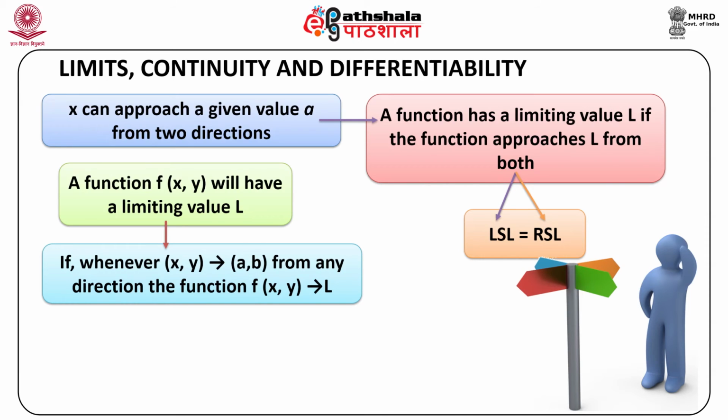A given function f(x, y) will have a limiting value L if whenever (x, y) tends to (a, b) from any direction, the function f(x, y) tends to L. Basic rules for practically evaluating the limits of functions of two variables, those involving their scalar products, sum, difference, product and quotient, remain the same as in the case of single variable functions.